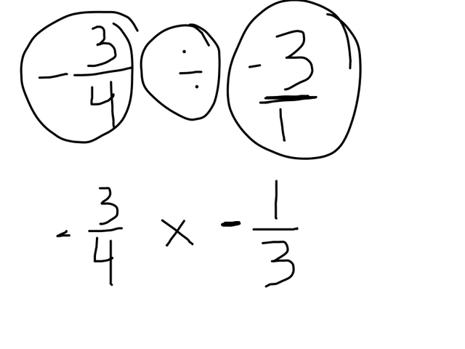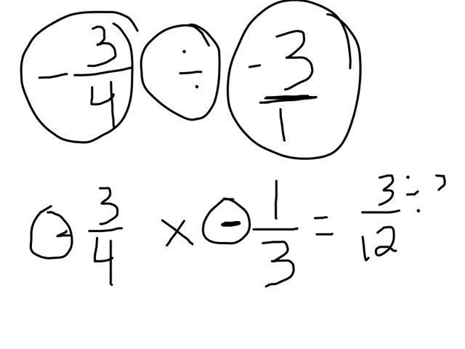And now all I'm going to do is multiply straight across. A negative times a negative is a positive, so I know my negatives are gone. 3 times 1 is 3, and 4 times 3 is 12. Now you should notice that both of these are divisible by 3, so I'm going to be left with 1/4.